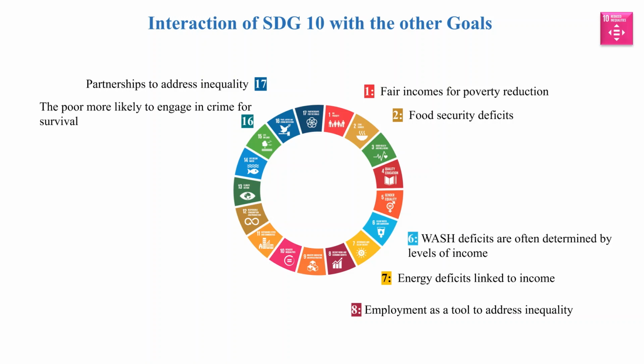Partnerships, goal 17. But also WASH deficits: those who are poorer or have less income are less able to access water, sanitation, and hygiene facilities they can afford. Inequality as well with regard to education.